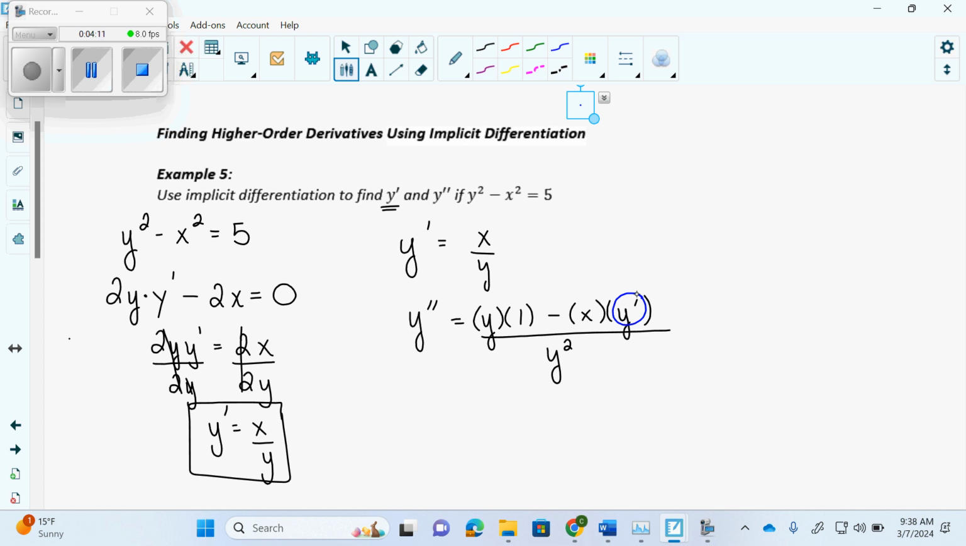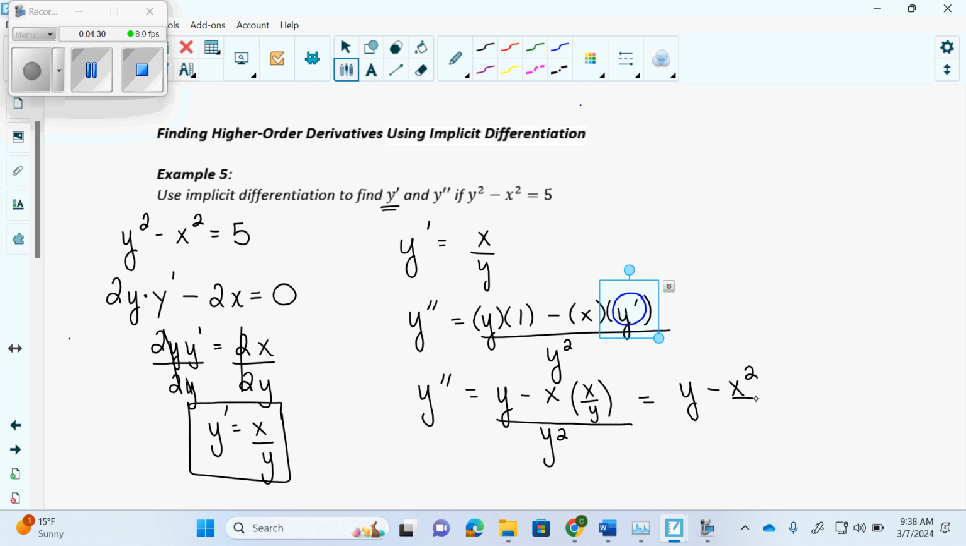So, y double prime equals y minus x times x over y, all over y squared, which is a lovely answer. It won't be the one in your book. We have y minus x squared over y, over y squared. They're never going to have a fraction in the numerator.